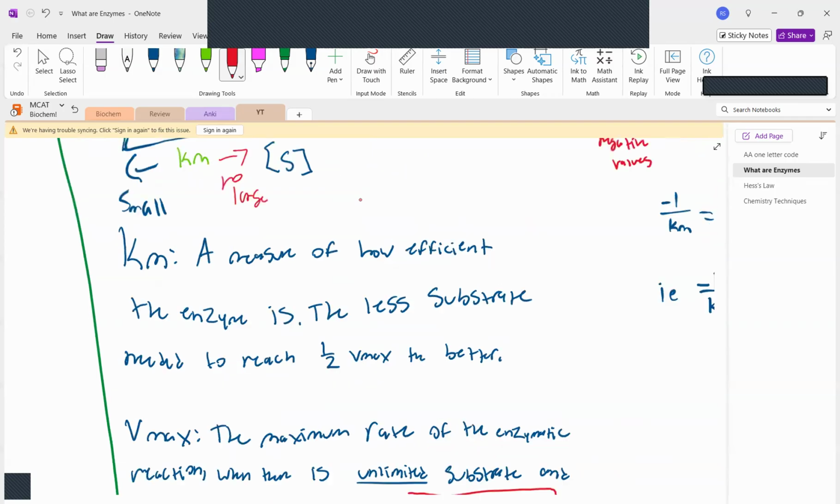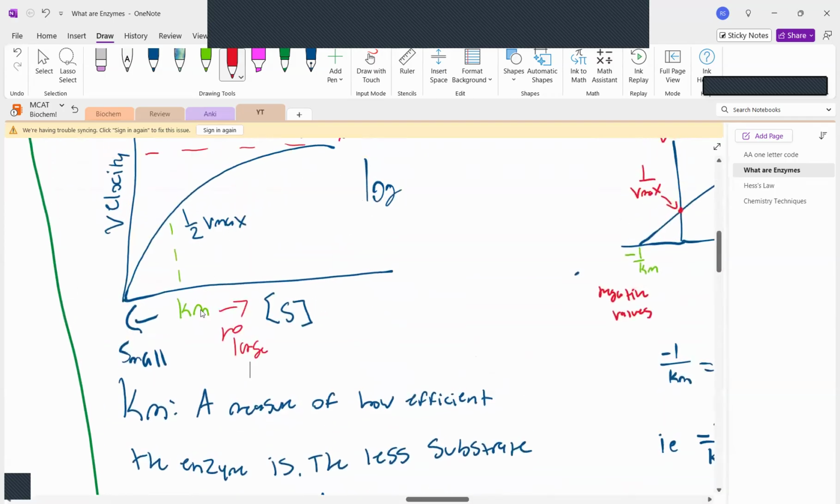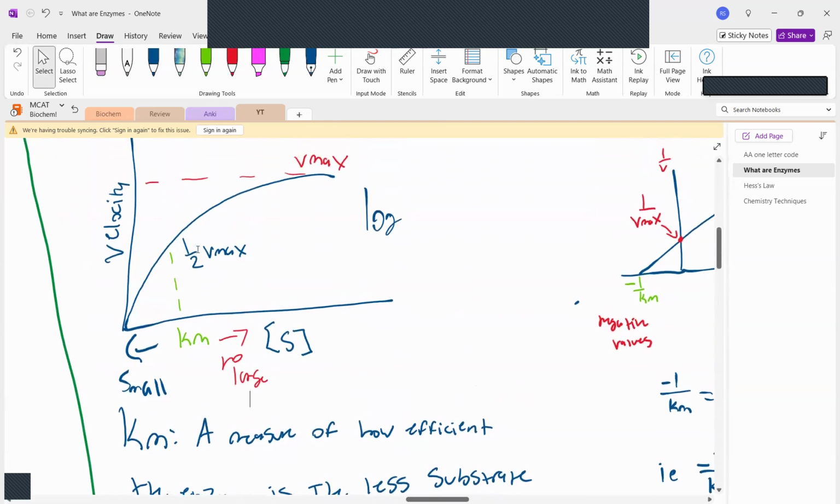This is also why we have that one half Vmax of Km, because this is a lot more achievable than the actual Vmax. You're a lot more likely to see Km or one half of that Vmax in nature, whereas the Vmax, just because it's a theoretical value, is really, really unlikely to occur.